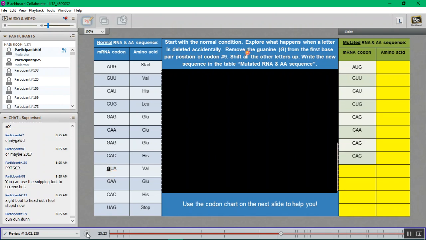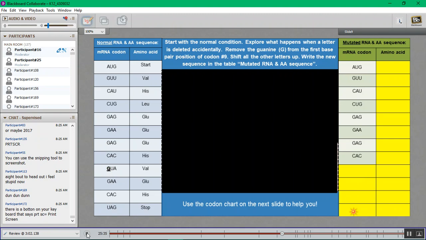It tells us in the directions up here to remove the guanine from the first base pair position of codon number 9. So remember when we counted, this was codon number 9. So we're removing that G base and shifting all the other letters up. We're going to write the new sequence down here for the next remaining codons.